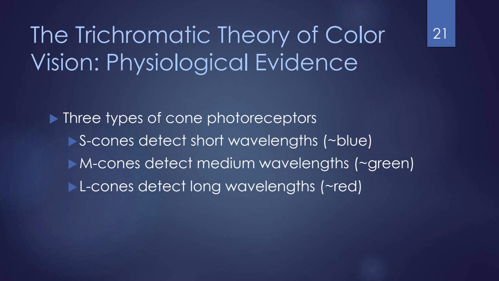We also have our M cones, which have a preference for medium wavelengths. You can think of them as being roughly green. But again, this is not entirely accurate because M cones prefer medium wavelengths, which appear green, but they will also respond to other wavelengths as well. And lastly, we have our L cones, which are sensitive to long wavelengths of light, in the red end of the spectrum. You can think of the L cones as being red, but again, they will respond to other wavelengths as well.